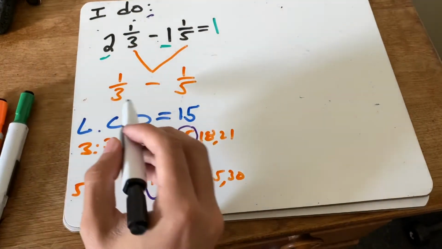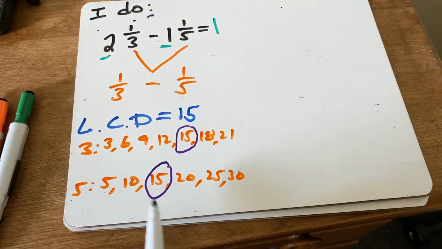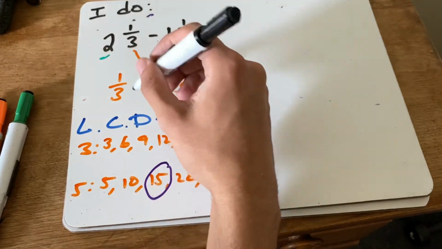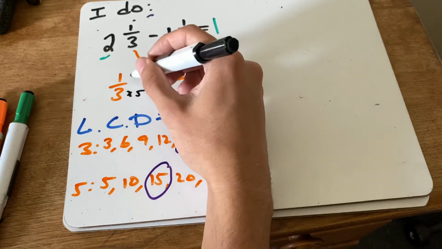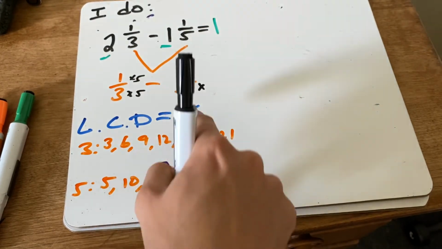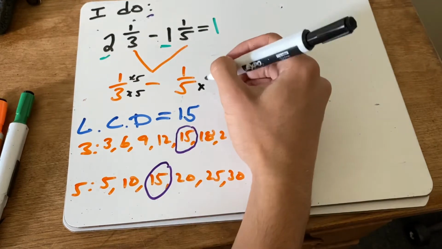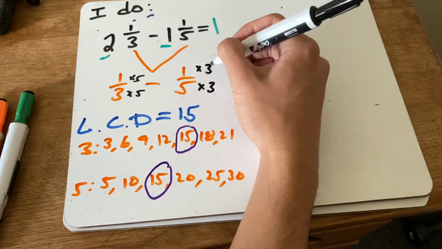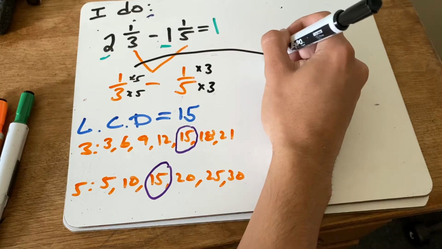So how do we need to multiply this 3 to become a 15? 1, 2, 3, 4, 5. 3 times 5 and 1 times 5. How do we need to multiply our 5 to become a 15? Multiply by 3, exactly. And now everybody, we're going to have new fractions.